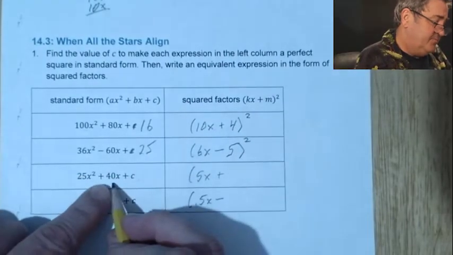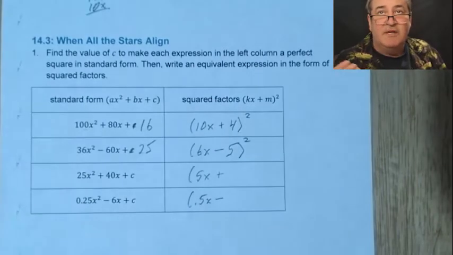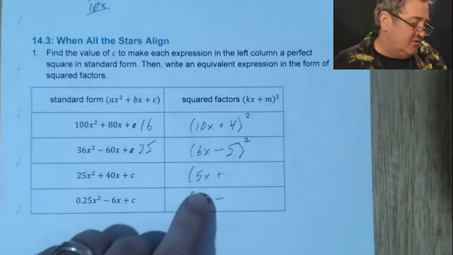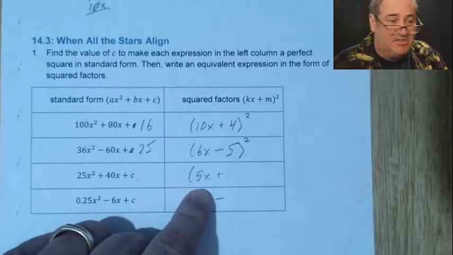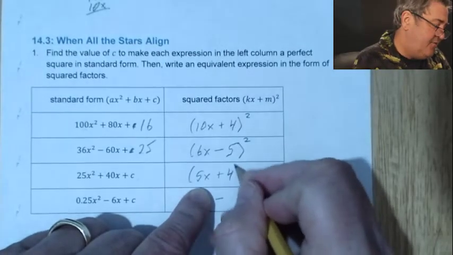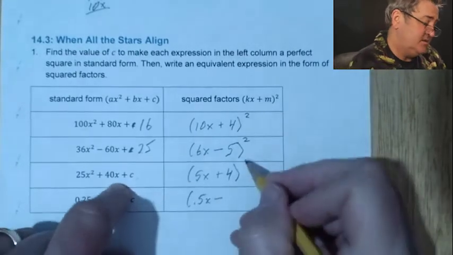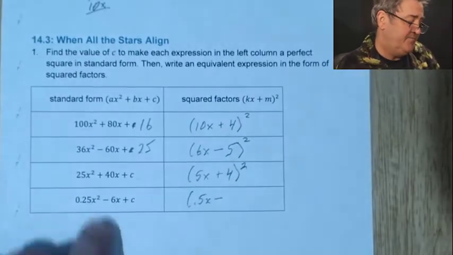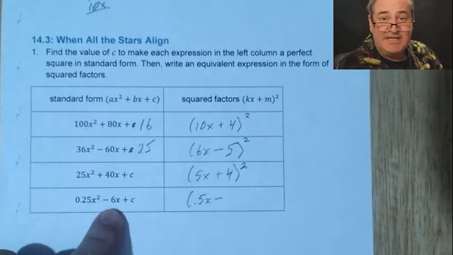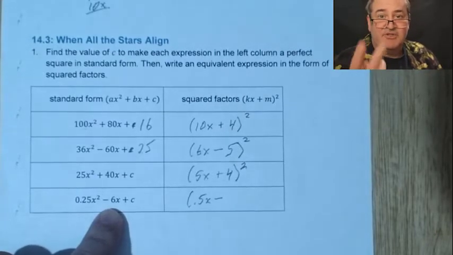How about this one? 40x. So it must equal 20x when we multiply it together. We've got 5x, so 5x plus a 4. 4 times 5x is 20x. Two of those would be 40x, squared. But there's a minus 6x. So it should be minus 3.